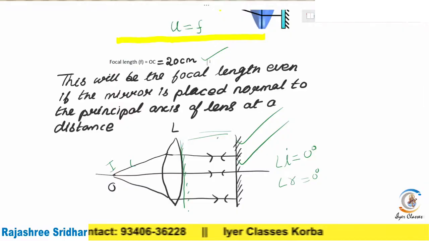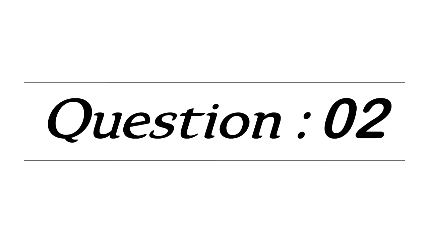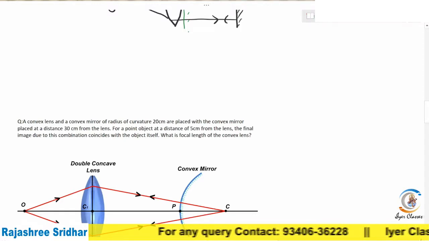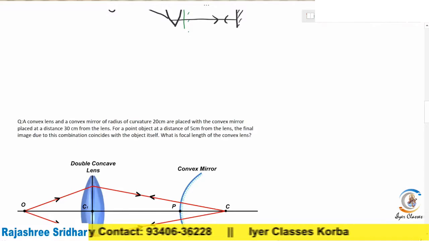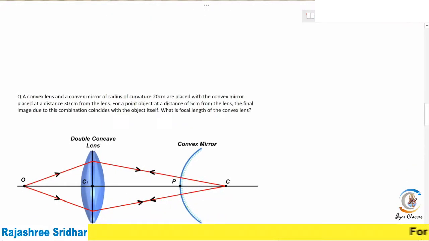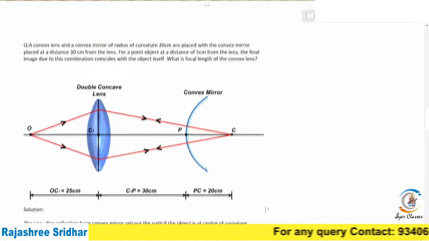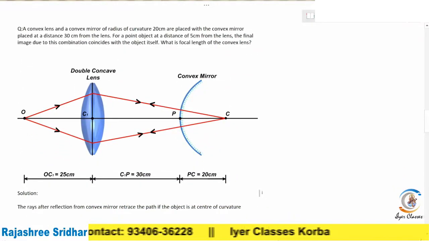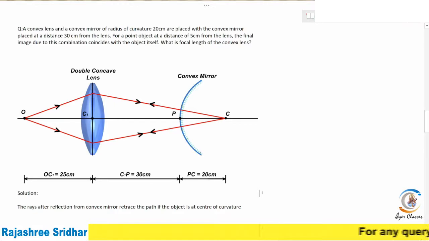Okay, now let us move to the next question. A convex lens and a convex mirror of radius of curvature 20 centimeters are placed with the convex mirror at a distance of 30 centimeters from the lens. For a point object at a distance of 5 centimeter from the lens, the final image due to the combination coincides with the object itself. What is the focal length of the convex lens? This is the question.